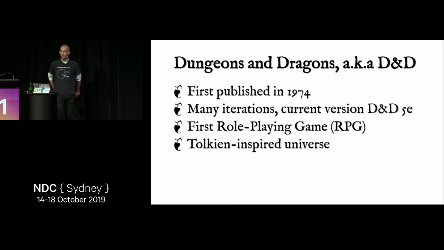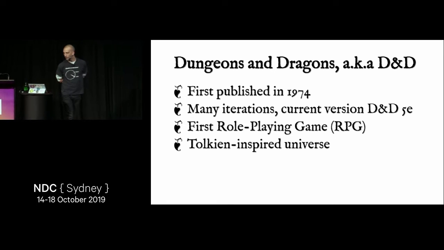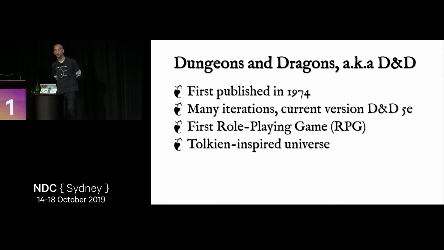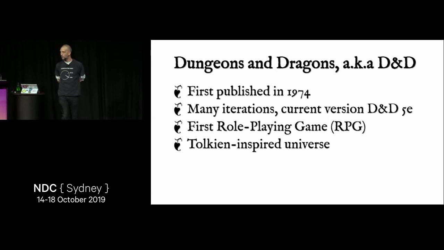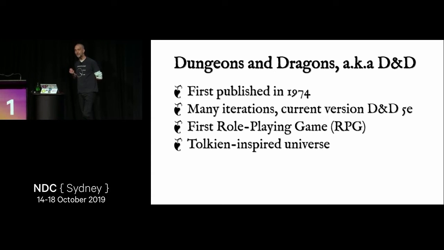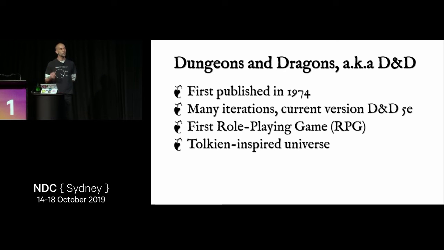There are many, many role-playing games around. D&D happens to be the oldest one. It was first published in 1974. I was kind of shocked to see how old the game was. And there have been many, many iterations. So I'm going to be talking about the current version, D&D 5th edition. For the anecdote, you might think that there are only 5 versions. Actually, I think it's the 14th version of the rules. So it's not only in software that people have versioning issues.